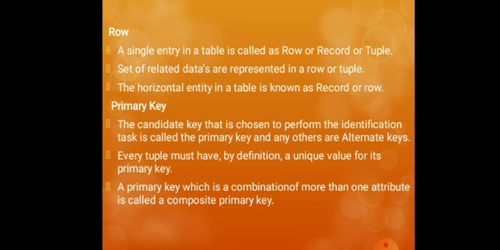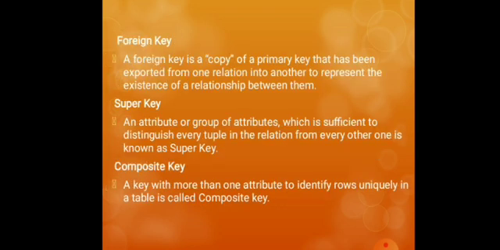Now we are going to see about various key formats. Primary key. The candidate key that is chosen to perform the identification task is called a primary key, and any other are alternate keys. Every tuple must, by definition, have a unique value for its primary key. A primary key which is a combination of more than one attribute is called a composite primary key.